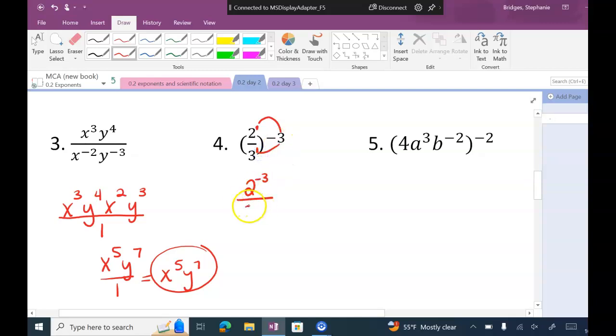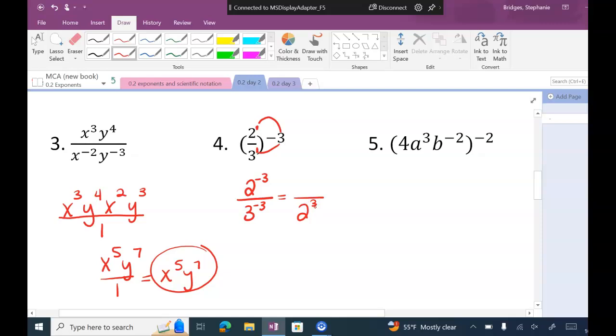Same thing in the bottom. We give it to the 3 as well. So that becomes 3 to the negative 3rd. That exponent goes to the numerator and to the denominator. Next question. Do I have any negative exponents I need to get rid of? Yes. All right, so let's start with the 2 to the negative 3rd. Does it need to move? Yes, it needs to go to the bottom.